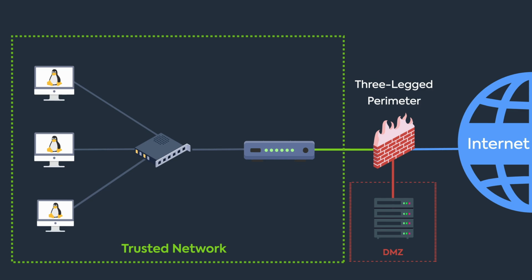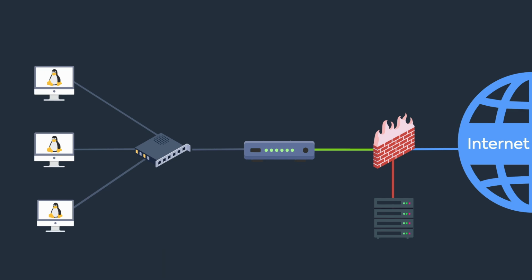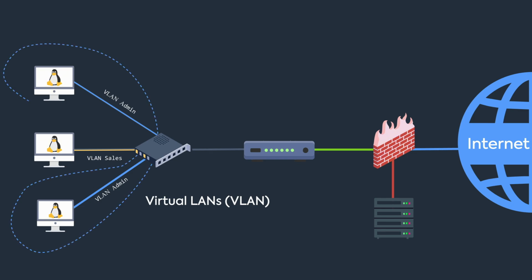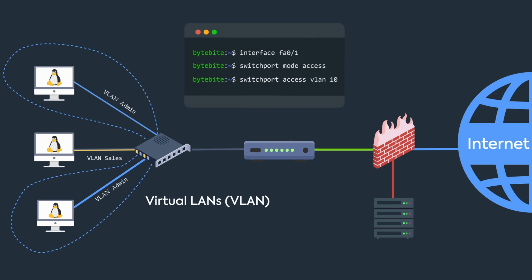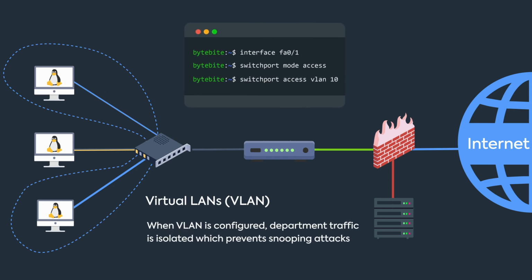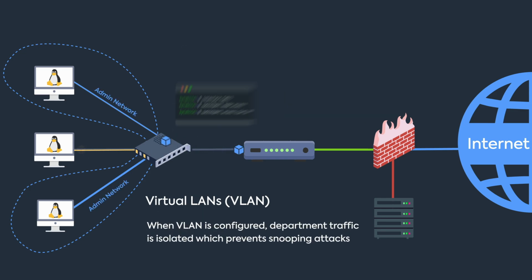We can further segment our network by placing each department's computers on a different VLAN. If you understand the concept of LAN, then VLAN is just a virtual LAN. Virtual as if we are not physically separating it, it is just configured on the switch. And when VLAN is configured, traffic from one department is not seen by the other department. The traffic gets separated, which minimizes the chance of snooping attacks.